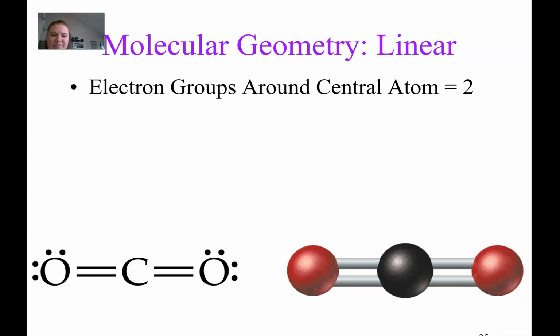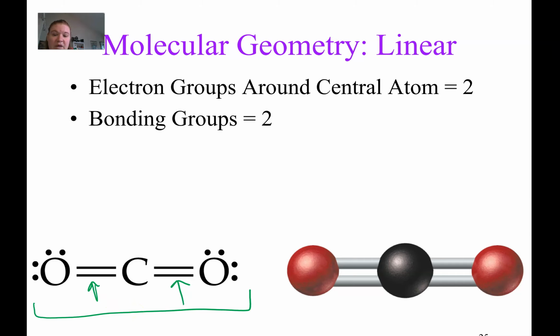So our first shape is based off of two electron groups. If you're asked what is the geometry of the molecule, you actually have to draw the Lewis structure first. So here's our Lewis structure down here, and when we look at our central atom, we have a double bond on each side. So those are our two electron groups. And we break that down. We want to know how many of those are bonding groups and how many of those are lone pairs. And remember, we're only looking at the central atom. So all of these are based off of our central atom. And for this molecule, there are two bonding groups and no lone pairs.